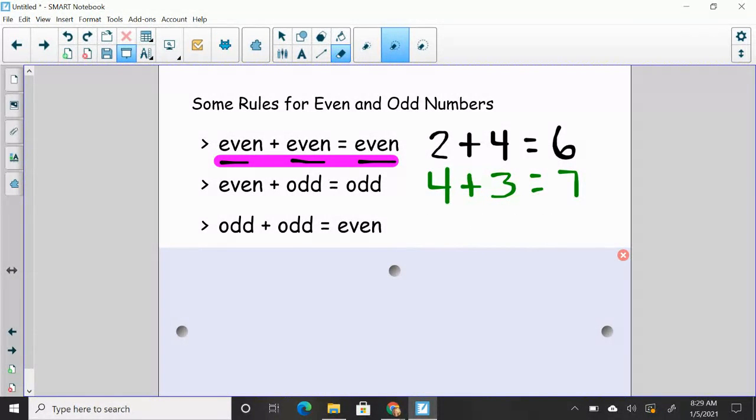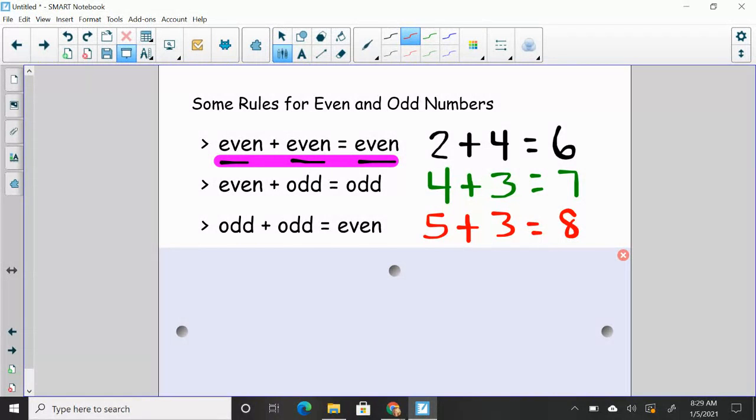Let me do an example down here. Odd plus odd will always result in an even sum. So if I had 5, which is odd, plus 3, which is odd, my sum is going to be 8, which is even. So why does that happen?